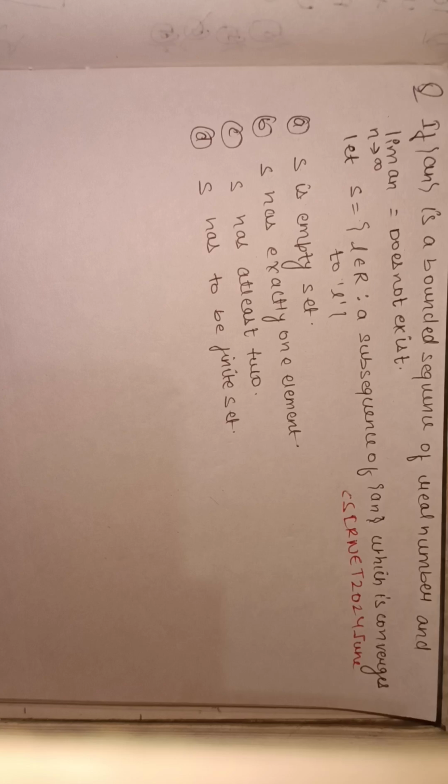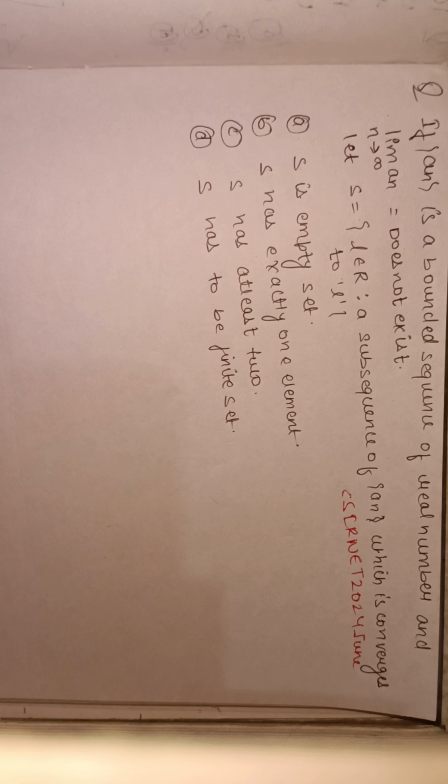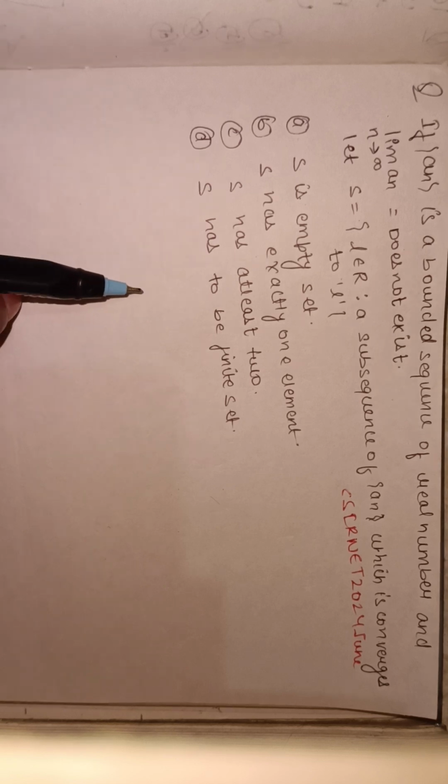In this video lecture, I am going to discuss the next PYQ of real analysis asked in CSIR NET June 2024. So our question is: if a_n is a bounded sequence of real numbers and the limit as n tends to infinity of a_n does not exist, and let S = {L belongs to R : there is a subsequence of a_n which is convergent to L}, then which of the following are correct?